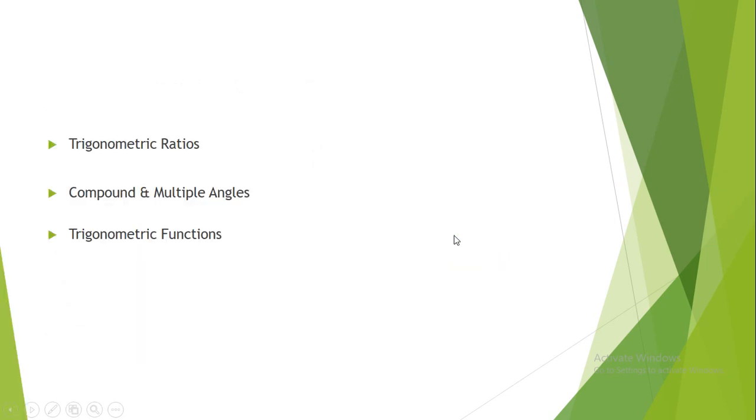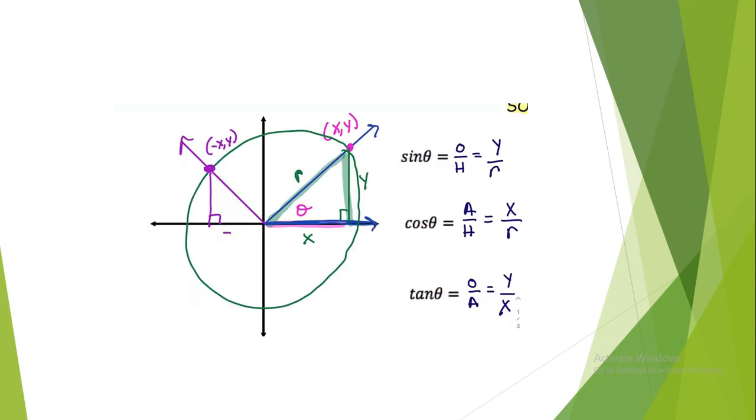At the SHS level, trigonometry is divided into three different sessions. The trigonometric ratios and their rules, that's the first session, and then compound and multiple angles, and the last one is trigonometric functions. So today we are going to delve into the trigonometric ratios.